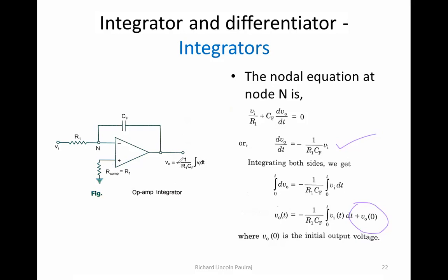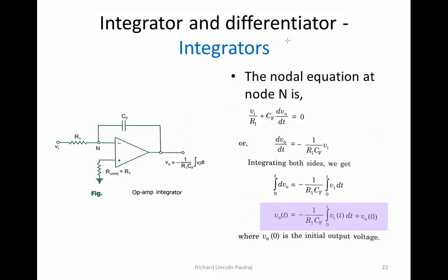So what do we understand by this? We understand that we are getting an integral form of the input waveform. So if the input waveform is a square wave, we are getting a triangular wave. So this equation is important. Please make note of this equation. We will be using this equation in our problems.